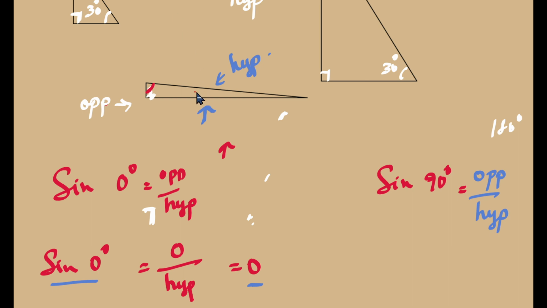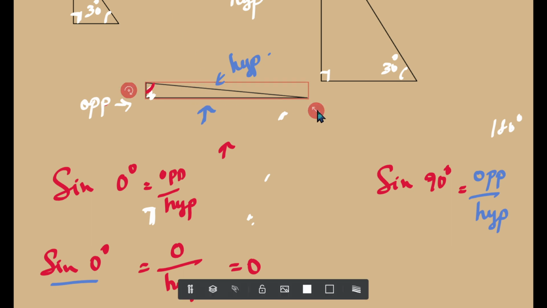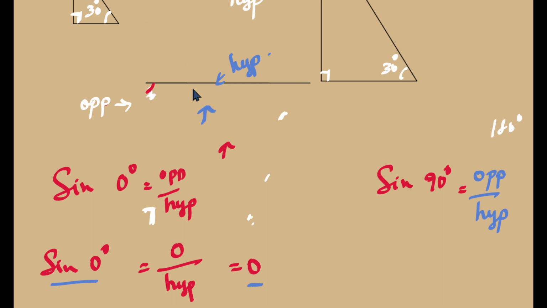So what is going to happen at 90 degrees? Once again, moving the triangle, making it collapse into a straight line, and at the same time making the red angle 90 degrees. See, it's become almost 90. Now it is 90. It's become a straight line. But what happened to this opposite side? The opposite side has totally coincided with the hypotenuse. The length of the opposite is equal to the hypotenuse.